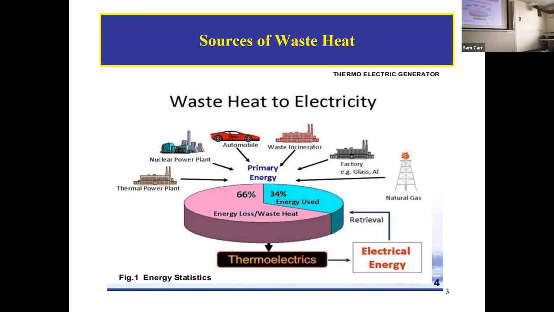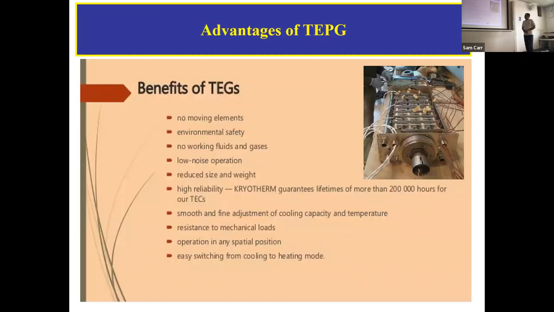So due to these effects, we would like to use this waste heat and convert it into useful electrical energy. We have different sources of waste heat, like nuclear power plants, factories, and natural gas. And then the most important, our focus is on the automobile industry. The advantages of this thermoelectric device are that there are no moving parts, so they don't need any maintenance, it's environmentally friendly, low noise, resistant to mechanical loads and any special position, and easily we can switch from one mode to another.